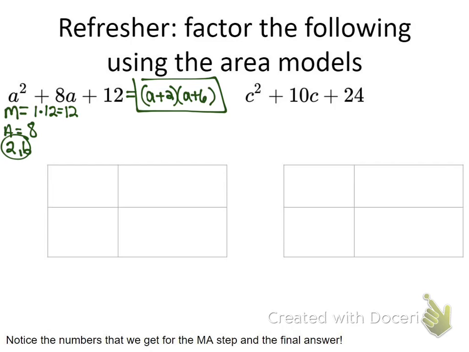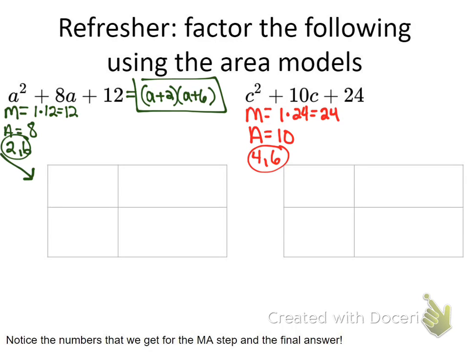That's it. But you can only do it if the coefficient is 1. So basically, we just skipped filling out the area model, but you can only do that if the first coefficient is 1. Okay? So let's look at this next one. C squared plus 10C plus 24. What's my M? 24. So I took 1 times 24 because my first coefficient is 1. What's my A? 10. Okay. Now look at your blue sheet. Find your 24. Which of those factors can you add together to get to 10? 4 and 6.